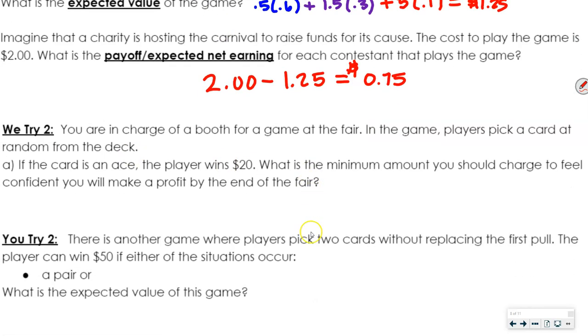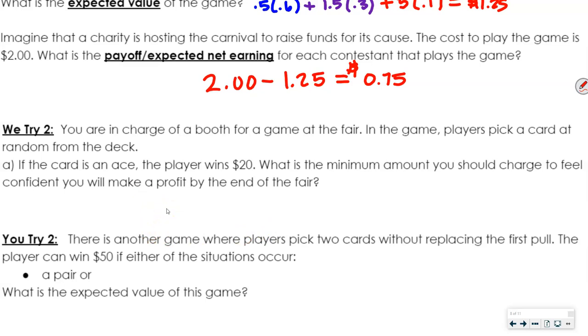Says you are in charge of the booth for a game at the fair. In the game, players pick a card at random from the deck. If the card is an ace, the player wins $20. What is the maximum amount you should charge to feel confident that you will make a profit? Or the minimum amount you should charge to feel confident you'll make a profit by the end of the fair.